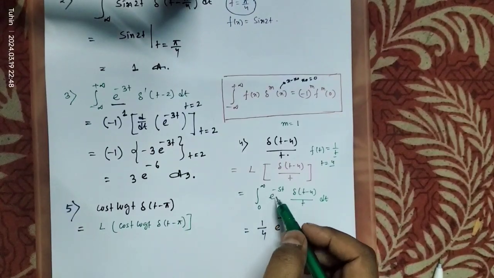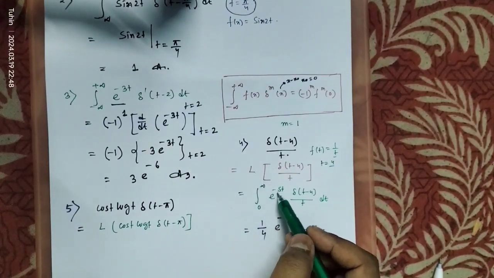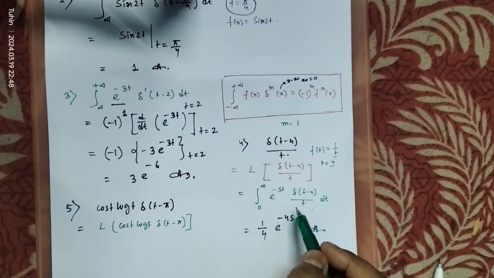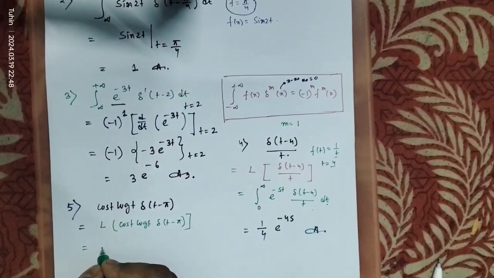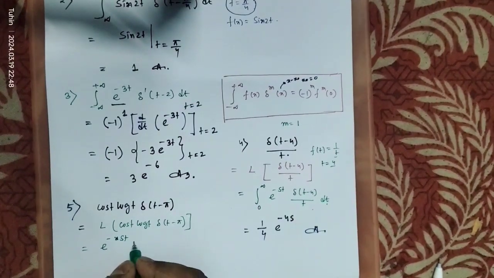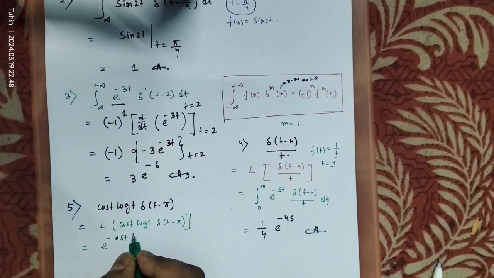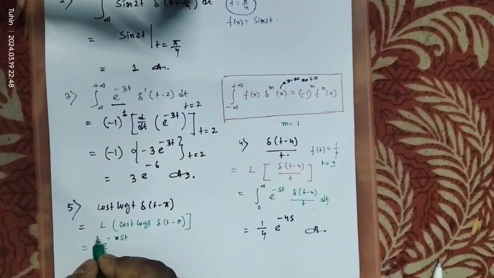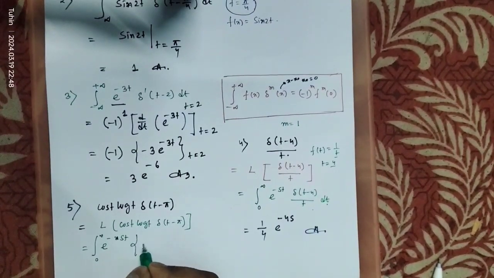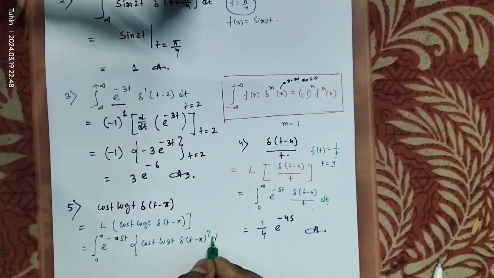Now you have already seen the Laplace transform as integration of e to the power minus st into f of t, dt, you already know about this. So here you will get integral from 0 to infinity of e to the power minus st and cos t log t delta of t minus pi into dt.